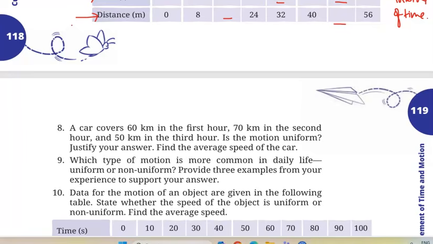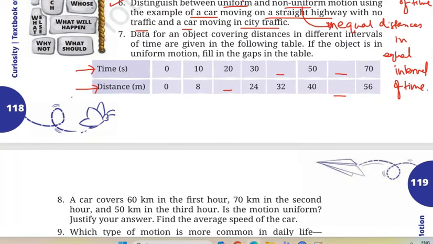So question number 7. If you compare, at 0 seconds, the distance is 0. At 10 seconds, the distance is 8. And at 20 seconds, what will be the distance? If it is in uniform motion, it will cover equal distance in equal intervals of time. So here in 10 seconds, from 0 to 10, it has covered 8 meters. So another 10 seconds, 10 to 20, it will cover another 8 meters. So 8 plus 8, 16.